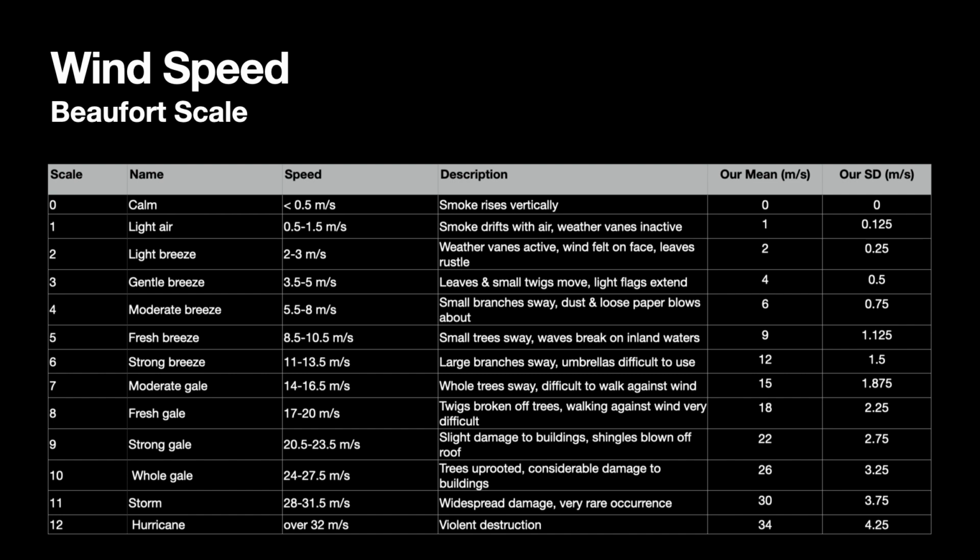In this chart on the right hand side I've defined what our mean speed will be for the various Beaufort scale levels, and on the far right is the standard deviation of that wind speed. So the random variation of wind speed within that scale.